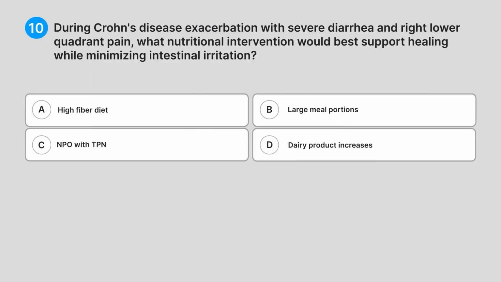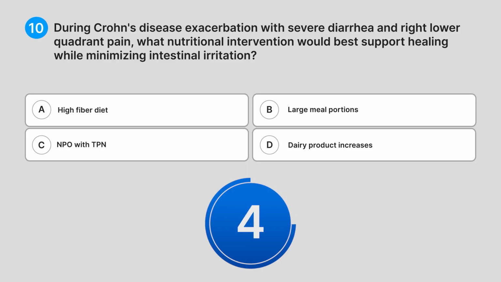10. During Crohn's disease exacerbation with severe diarrhea and right lower quadrant pain, what nutritional intervention would best support healing while minimizing intestinal irritation? A. High fiber diet. B. Large meal portions. C. NPO with TPN. D. Dairy product increases. Do you know the answer?